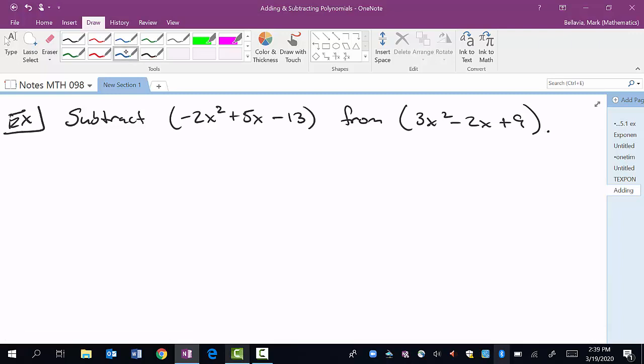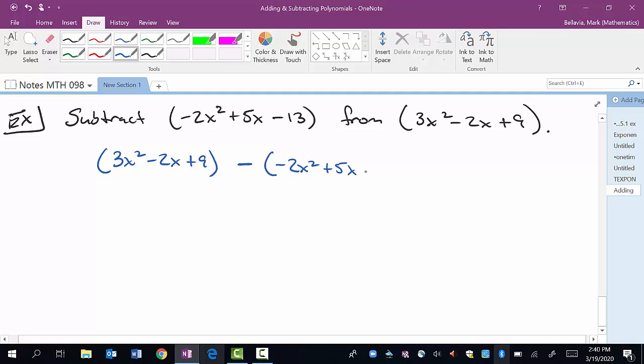So the first thing you should notice is how I wrote this. I didn't write it with the operation already in there. It's telling us to subtract, and it's saying to take this first polynomial away from the second one. Whenever you subtract from something, you have to write that first. So this really means that you want to write 3x squared minus 2x plus 9 first, minus, you're taking away the first one from it, minus 2x squared plus 5x minus 13.